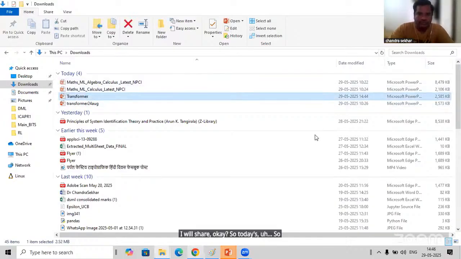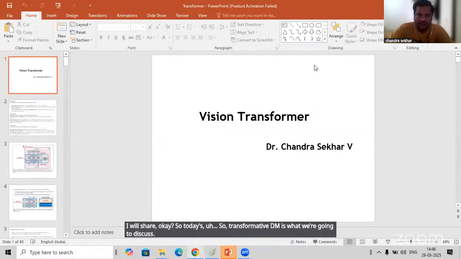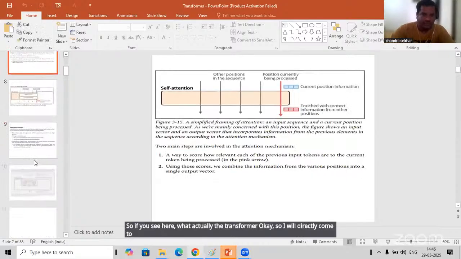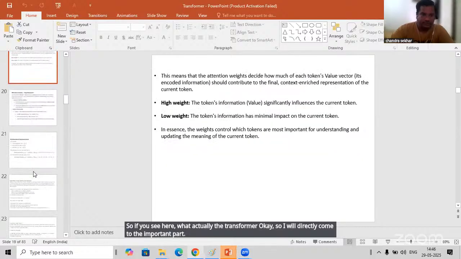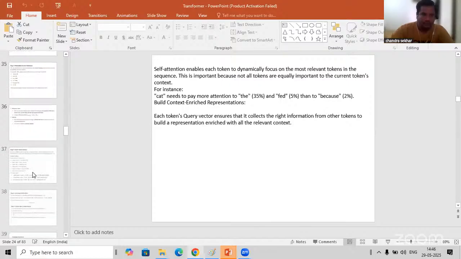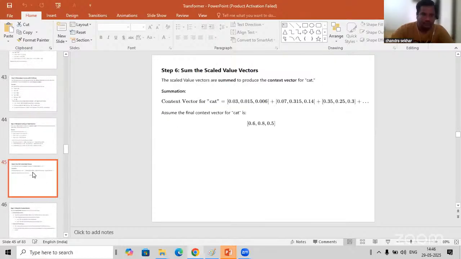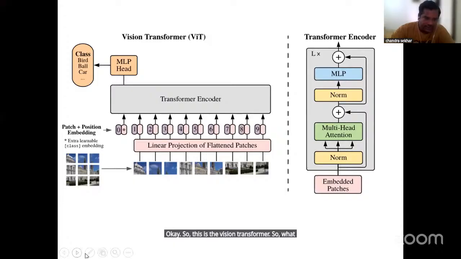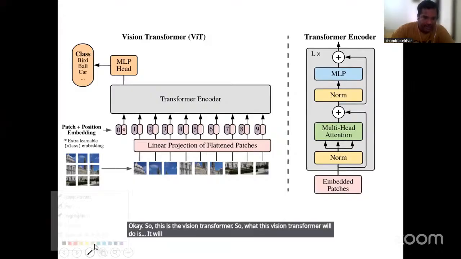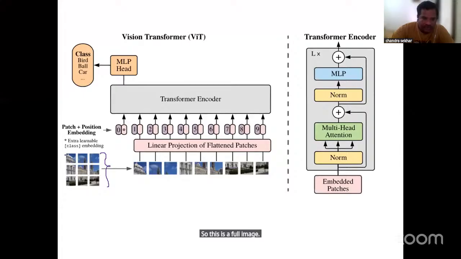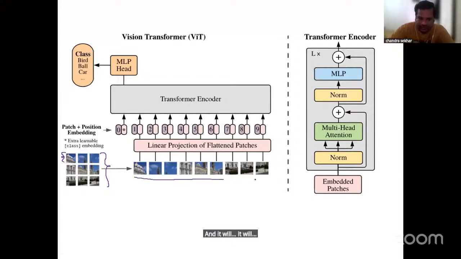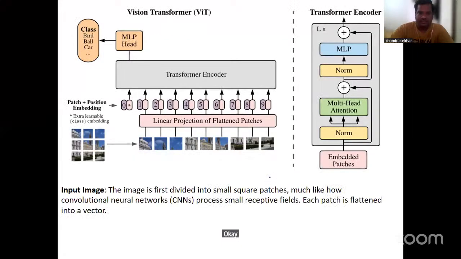So today, transformer is what we're going to discuss. If you see here, what actually is the transformer? Okay, so I will directly come to the important part. This is the vision transformer. What the vision transformer will do is break the image into patches. This is a full image, made into small patches, small subsets, and it will work on these patches. Okay, now see what will happen.